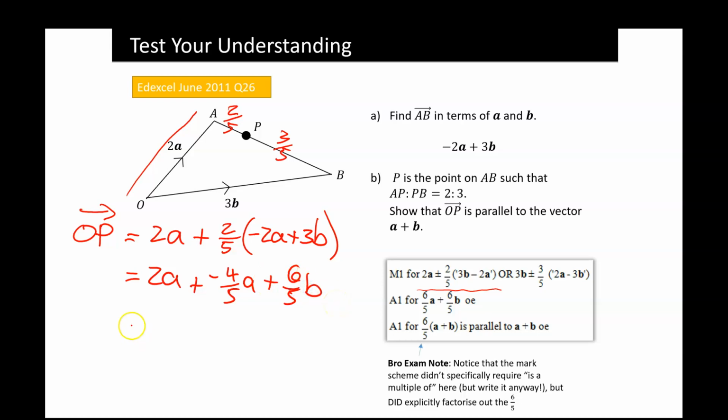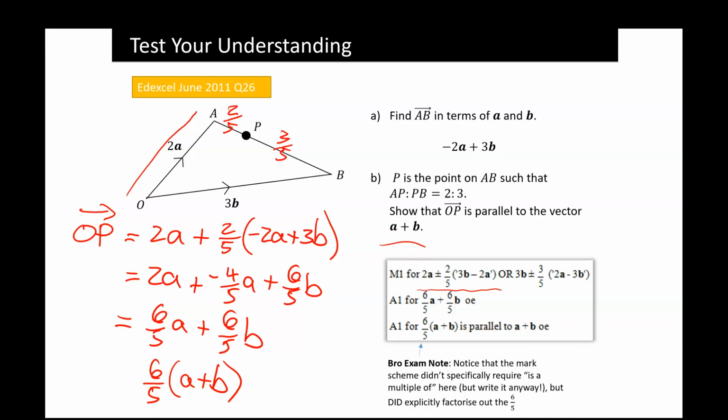So we've expanded the brackets. Let's have a bit of a tidy up. So that gives us 6/5 of A plus 6/5 of B. They're the same, so actually they are parallel because we can then factorise. Let's do it the same way that they've done it. Okay, so actually you can see they are parallel because one is a multiple of the other.